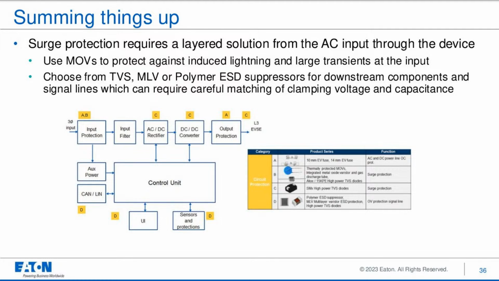To wrap things up, surge protection requires a layered solution from the AC input through the device. Use MOVs for a cost-effective solution to protect against induced lightning and large transients at the input, and choose downstream ESD protection based on careful matching of clamping voltage, capacitance, and power handling.